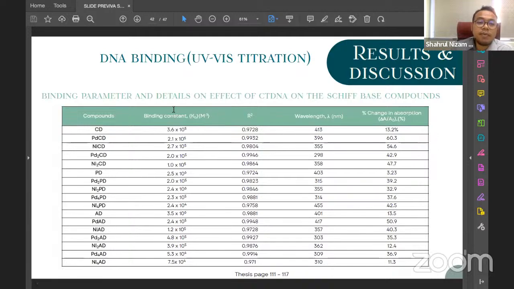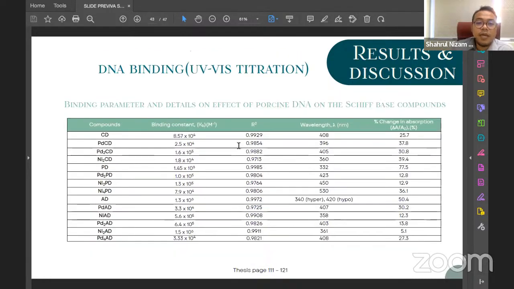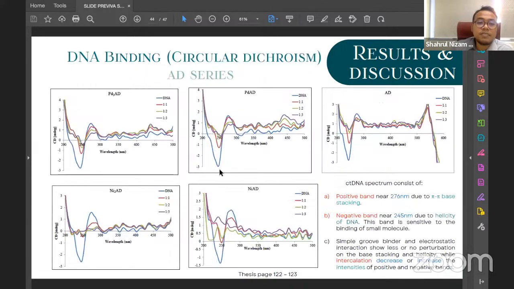So these are some binding parameters and details on the effect of ctDNA on the Schiff-base compounds, for some other compounds. Now, next, we also would like to study the DNA binding through CD, circular dichroism, for the AD2 series.